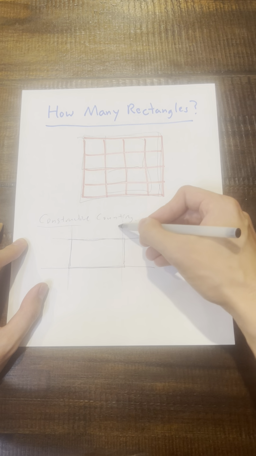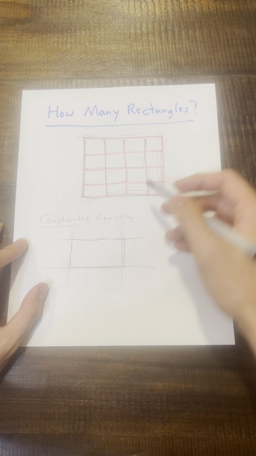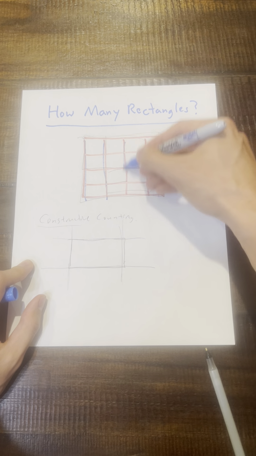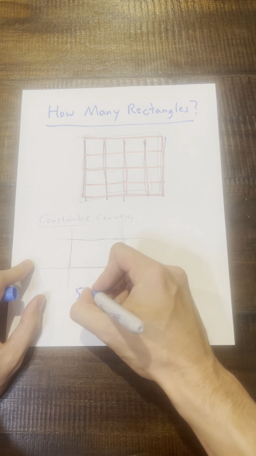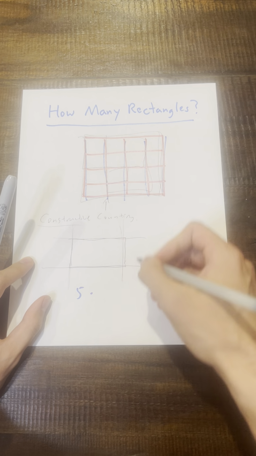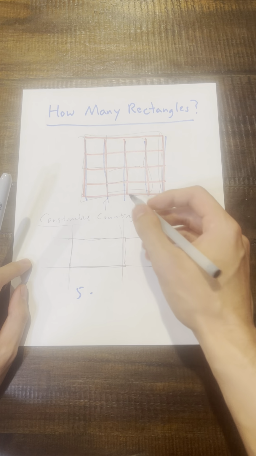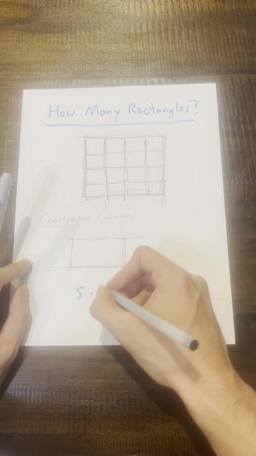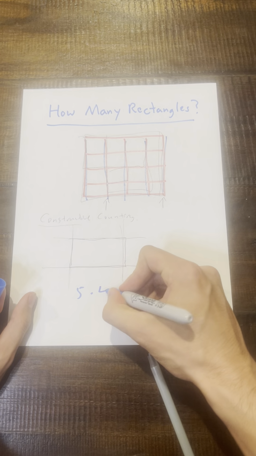Let's start with the vertical lines. How many vertical lines are in this grid? In total, there are going to be 5 vertical lines, so I'll put 5 right here. 5 ways to pick our first vertical line. How many ways are there to pick our next vertical line? Well, there are only 4 remaining. So let's say we pick this one, but there are 4 ways to pick the next one.